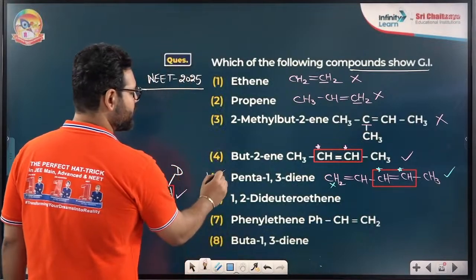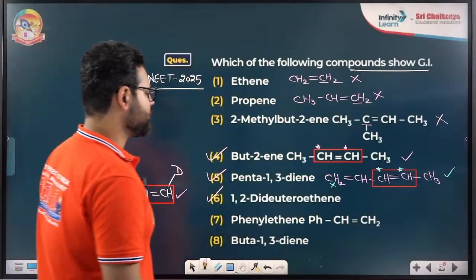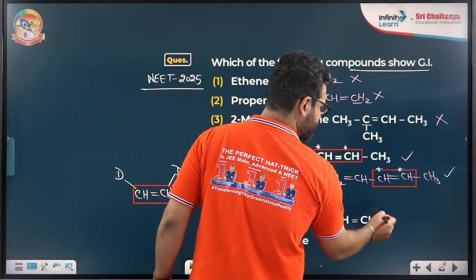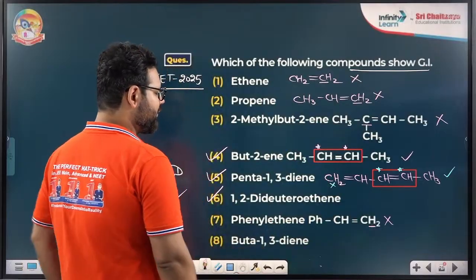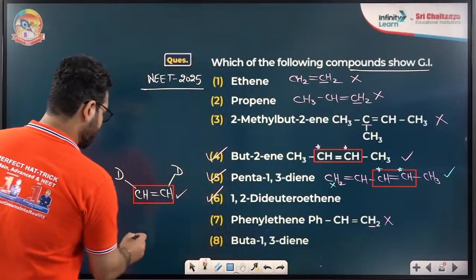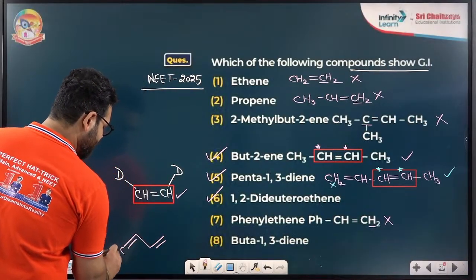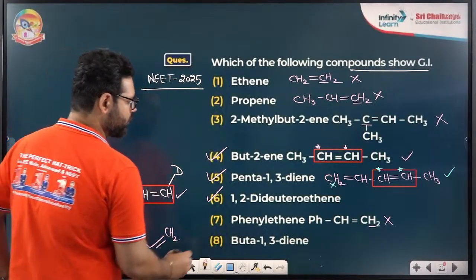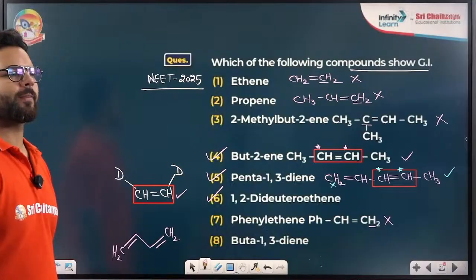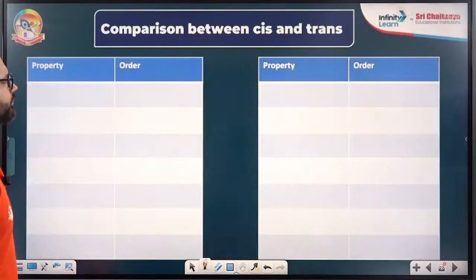This is showing, this is showing, this is showing. Phenylethene. Answer is no, sir, because here both are hydrogens. So it will not show. Buta-1,3-diene will also not show. If you draw buta-1,3-diene, in this carbon both are hydrogen, it will not show. On this carbon also both are hydrogen, it will not show. So the answer is 4, 5, 6.